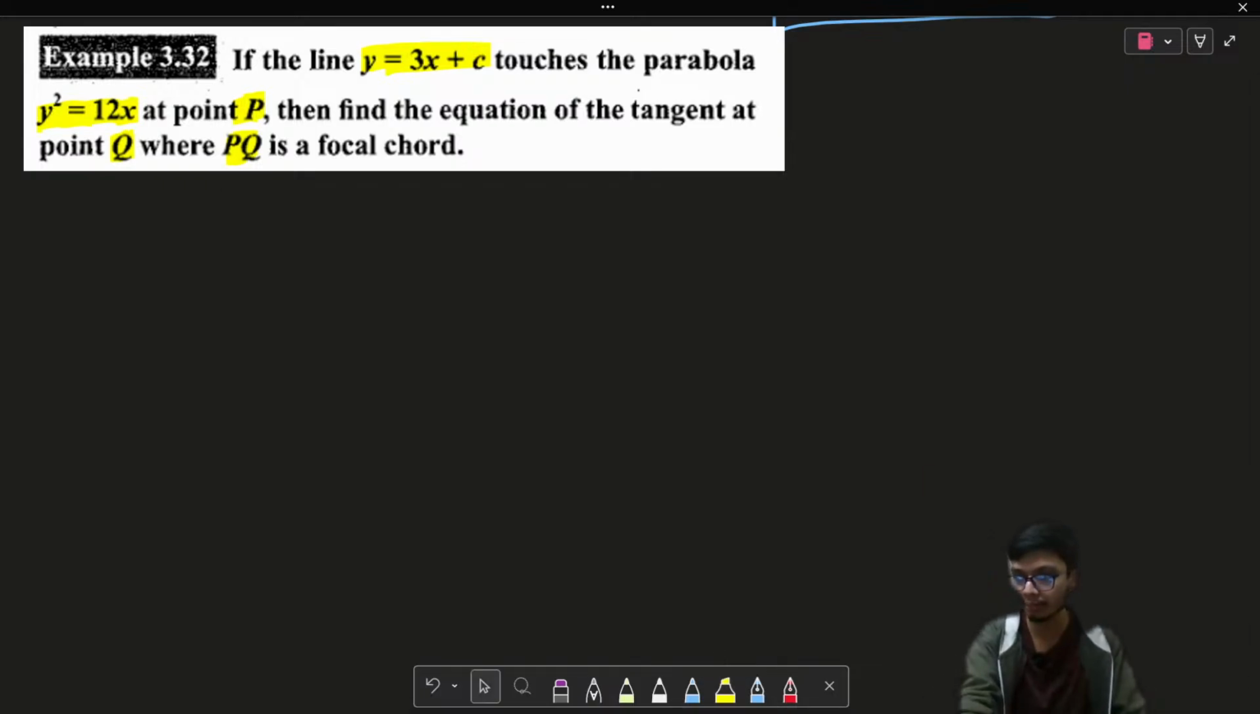So try to solve this problem. Try to solve this problem first of all. All of you, please try to solve this problem.